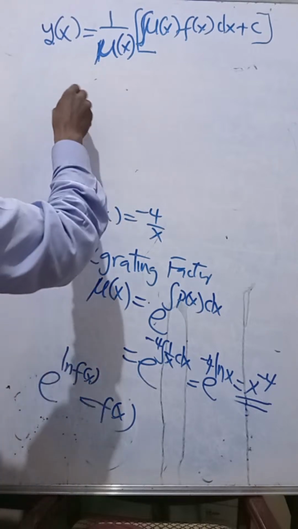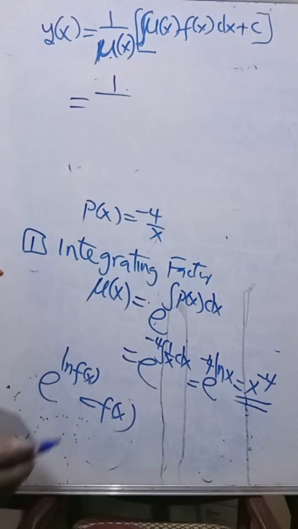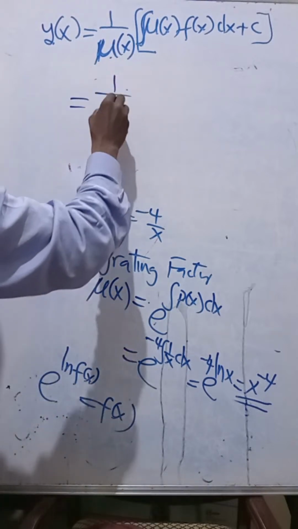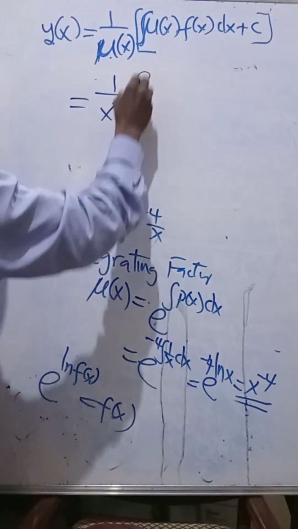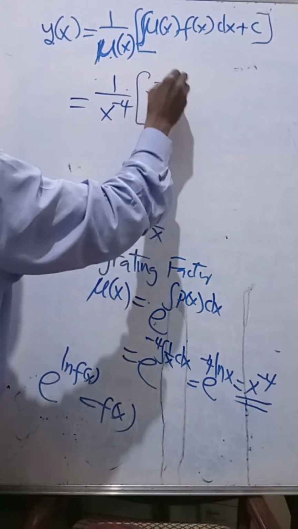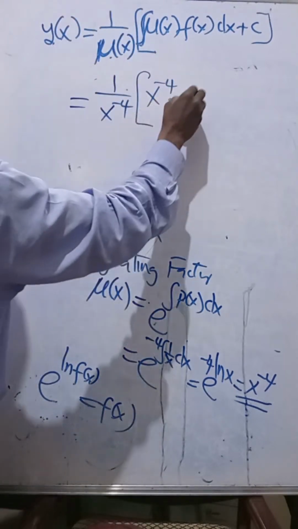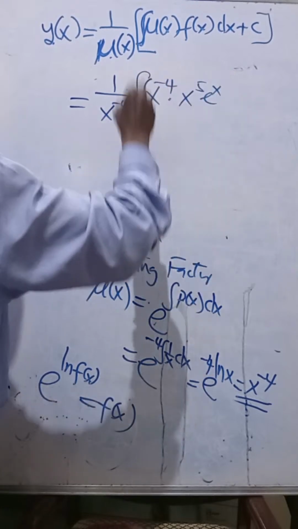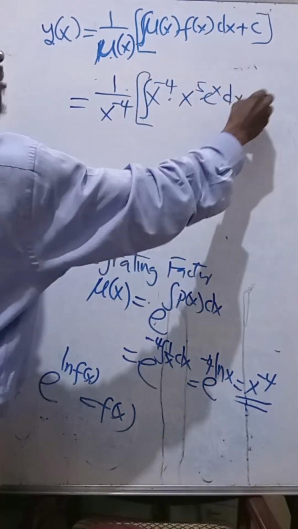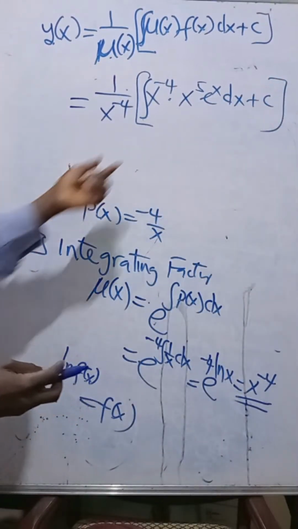So this is what we have now. We've already gotten the integrating factor, which is x to the power minus 4, which I can also put in brackets, x to the power minus 4, times your f of x. I think I can remember x^5 e^x. Don't forget your integral sign, dx, then plus c equal to that. So that's what we have now.